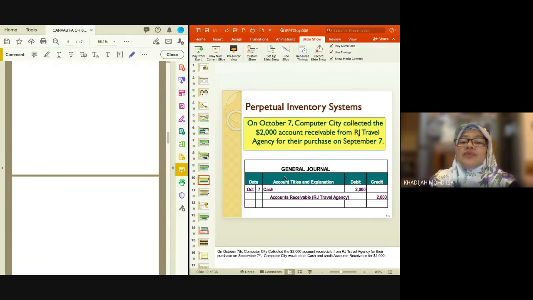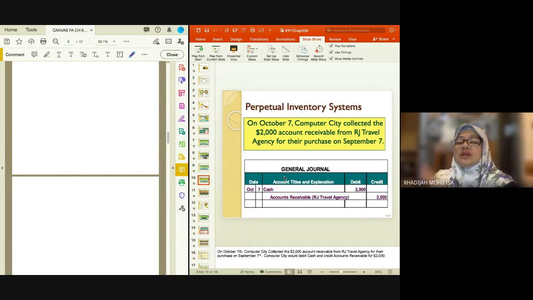So if you receive cash, you collect cash, you debit your cash lah. And you credit your accounts receivable because initially you created accounts receivable 2,000, but now the accounts receivable paid you, so now that's zero. If you look into the T account, the balance is zero because at first you debited 2,000 and now you credit 2,000. So that's set off lah. Zero. So there's no more accounts receivable after this.